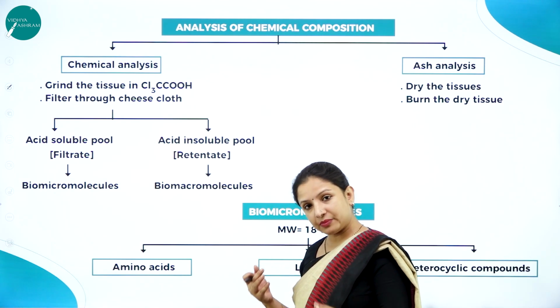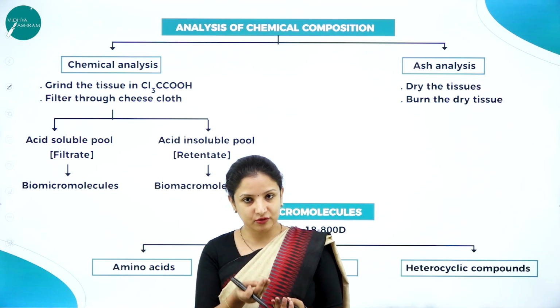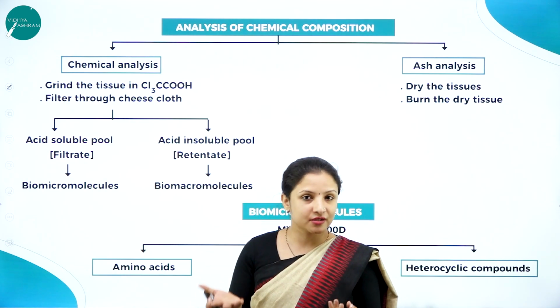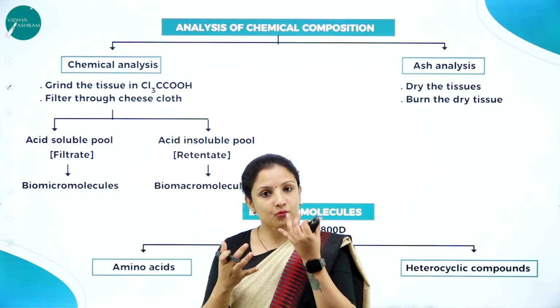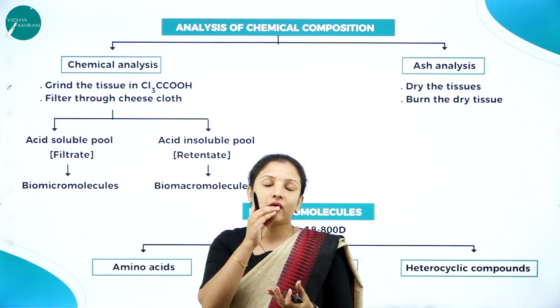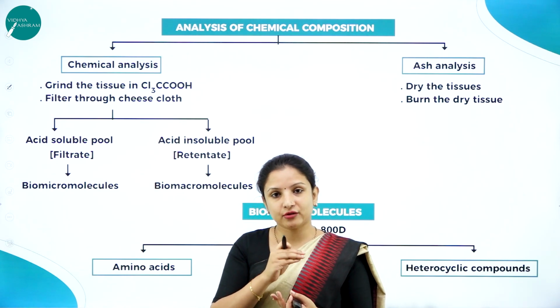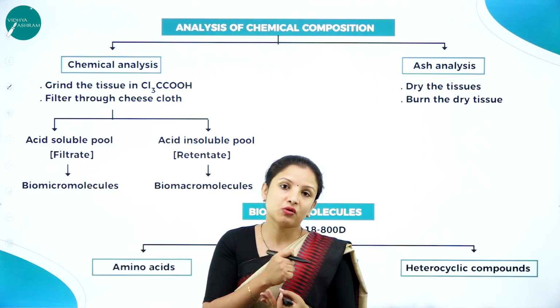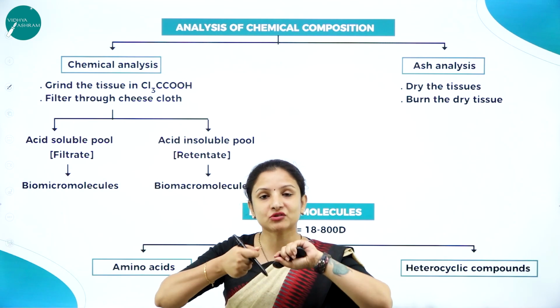Be it the plant or the animal material, first you take a piece of the material according to the weight that is mentioned. You take it in a mortar and pestle and neatly grind it. While grinding, you add trichloroacetic acid to it. After adding the trichloroacetic acid and grinding it into a fine paste, you take a cheesecloth or a muslin cloth and then you strain it out.